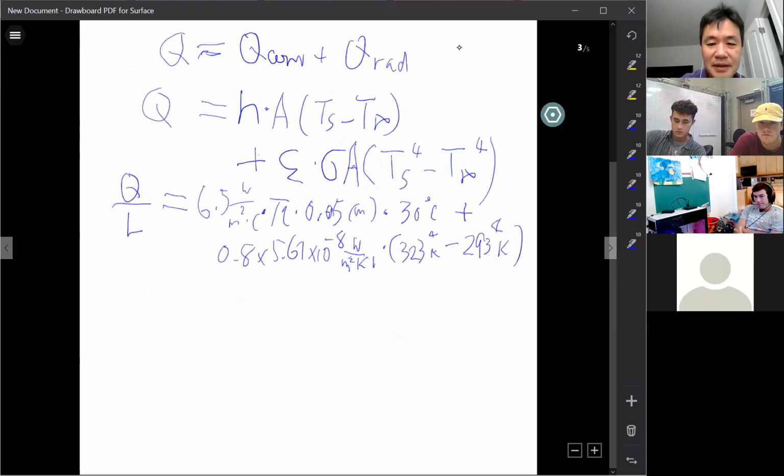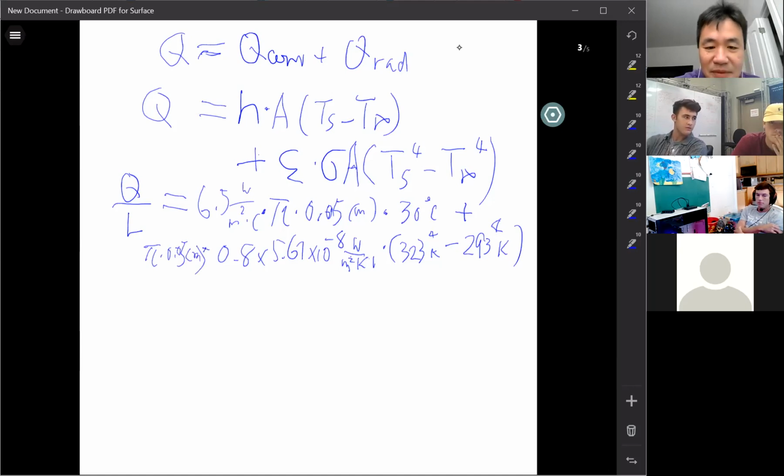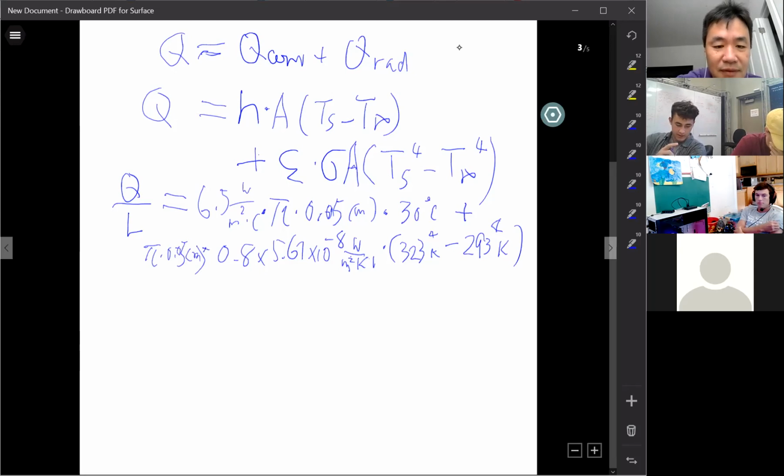Your area. Oh, I missed that again. Pi d here, the same, pi times 0.05. You guys probably can see the area better than me. I'm too close to the whiteboard. I'm writing it, I missed something. Sometimes I didn't notice. Good. Thank you. I have everything on the right-hand side.